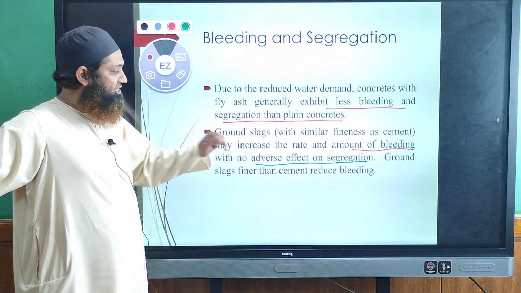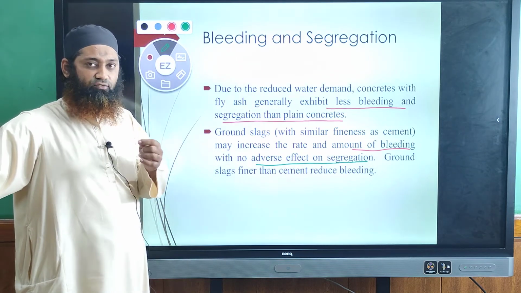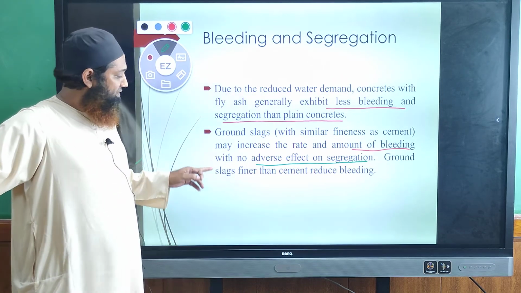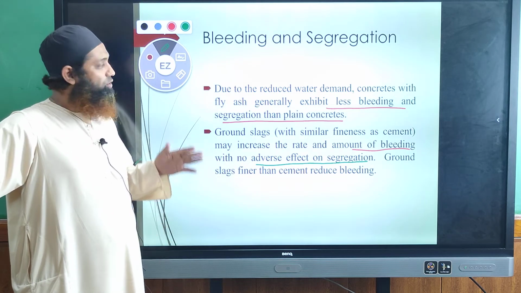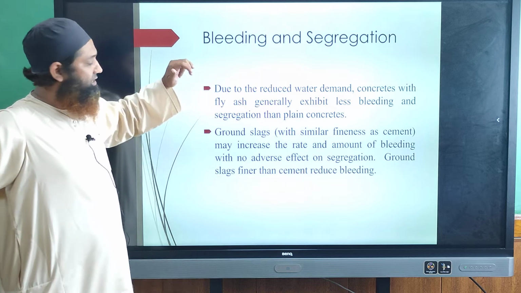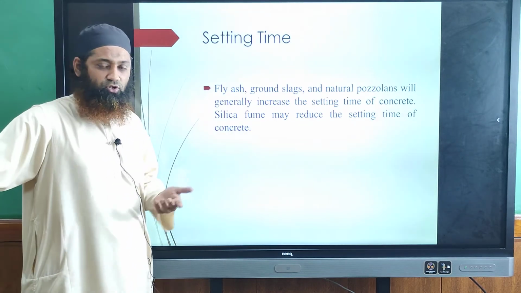Ground slags finer than cement reduce bleeding. So here what we'll have to do is the particle size of ground slag has to be reduced. If that particle size is reduced, then it performs very well in terms of bleeding also. So in terms of bleeding and segregation also, these different cementing materials perform very well. Let us see the setting time. Now we'll have to check this also.